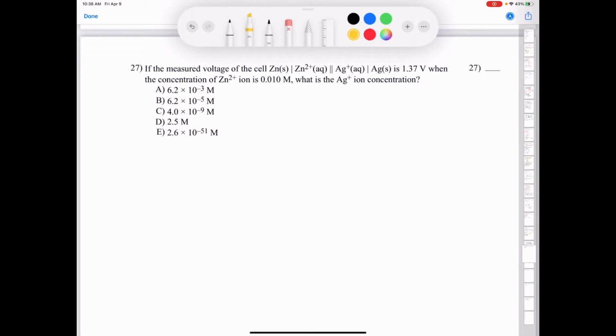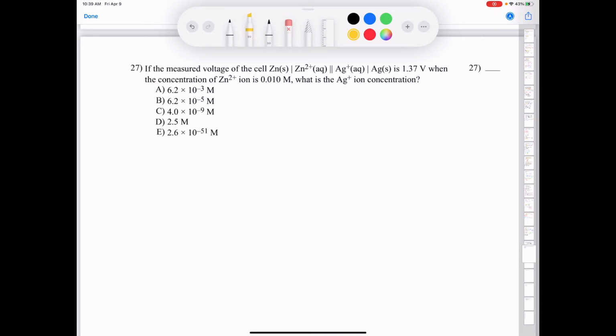All right, Chemistry 1411. We're still working on practice exam 4 here. This is question 27. If the measured voltage of the cell that's shown here, where zinc solid gets oxidized to zinc 2+ and silver+ gets reduced to silver in the solid phase, is an E cell of 1.37 volts when the concentration of the zinc 2+ ion is 0.01 molar, what is the silver+ concentration?